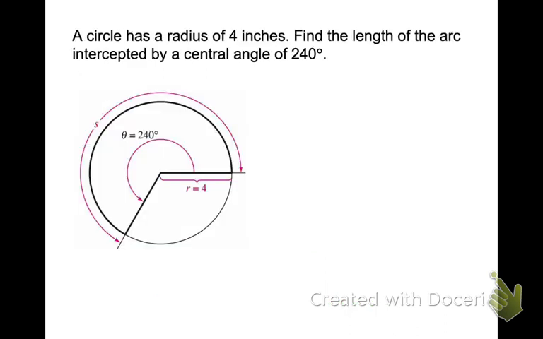Okay, so a circle has a radius of 4 inches. Find the length of the arc that is intercepted by the central angle of 240 degrees. Intercepted. So plug it in. Theta is in degrees. Okay, so I have S equals R theta, but theta has to be in radians. So 240 times what?